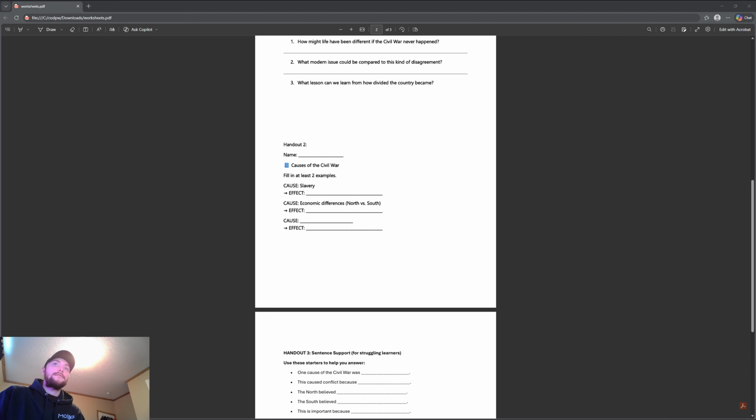Let's go to our cause and effects now. So let's do our first one, slavery. Okay, yeah, increased tension between North and South, eventually leading to war. Great. Here's our second cause, economic differences, North versus South. Disagreements over policies and reliance on different systems caused conflict. And does anybody have anything for the fill-in? Okay, great. So they said their cause was states' rights, and their effect was Southern states wanted more power and eventually seceded from the Union.